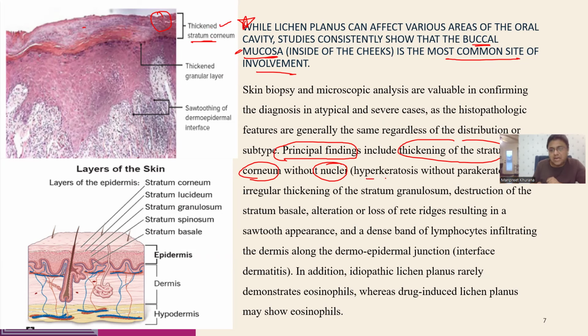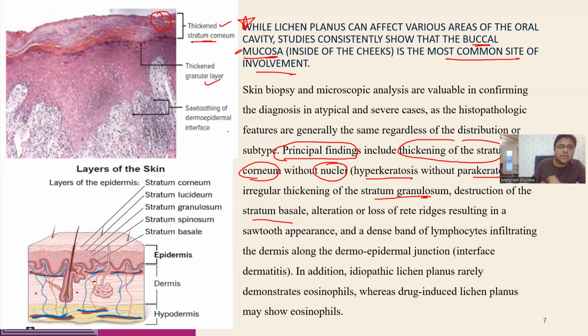So if you see hyperkeratosis without parakeratosis, we'll understand what is parakeratosis, what is orthokeratosis, and what happens when the nuclei is present and when the nuclei is absent. So we'll discuss irregular thickening of the stratum granulosum. If you see, this is the granular layer, the second layer. So there is irregular thickening, and destruction of the stratum basale.